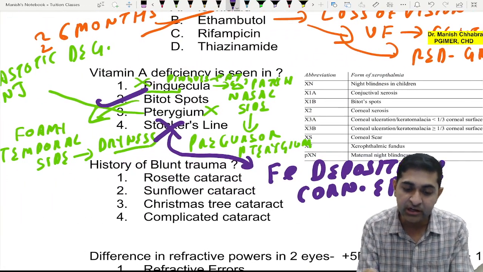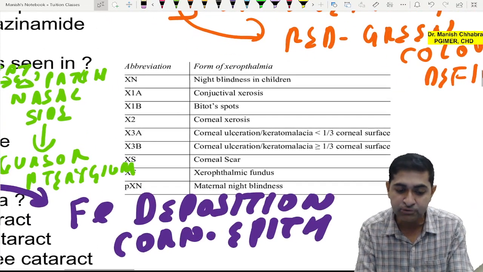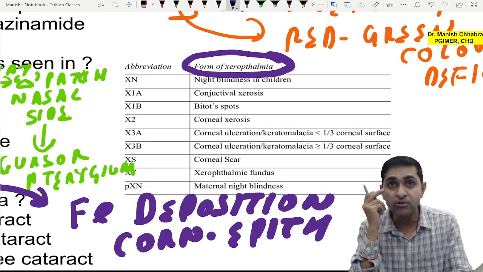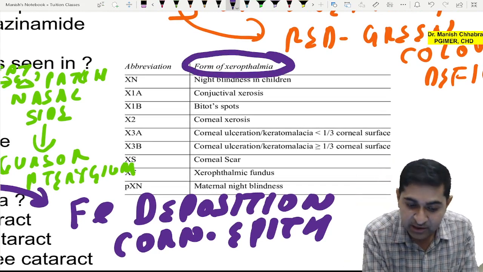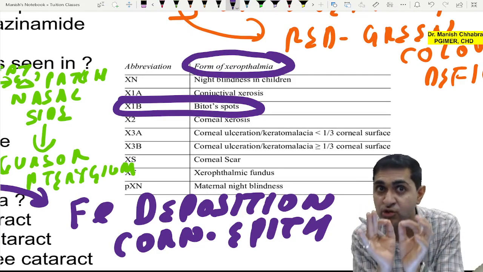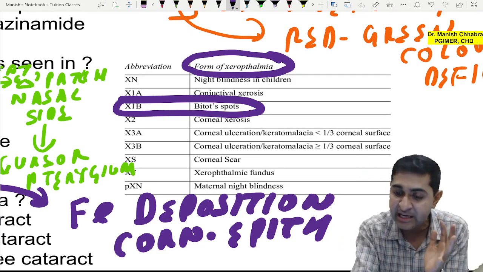So the answer is clear cut: vitamin A deficiency seen in Bitot spots. This is your WHO classification of xerophthalmia, in which they have specifically mentioned X1B, B for Bitot spots. Remember, Bitot spots are placed under the X1B category.